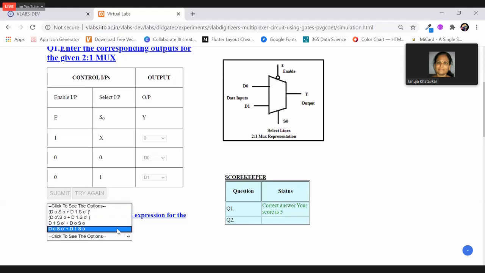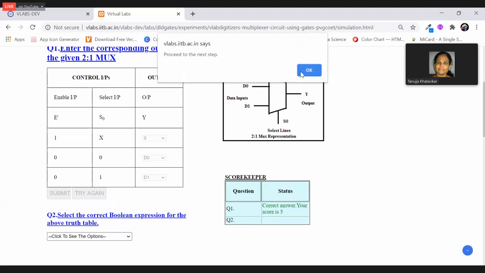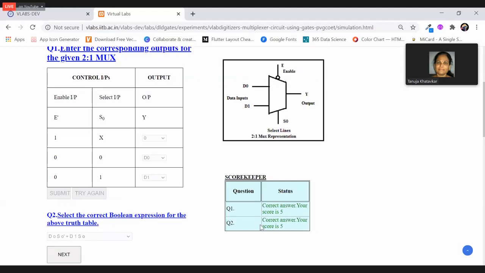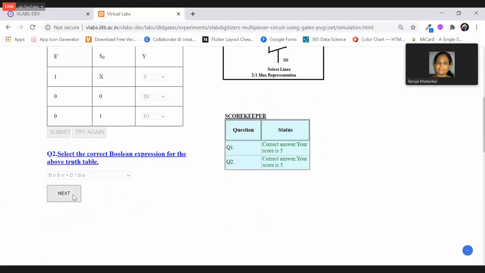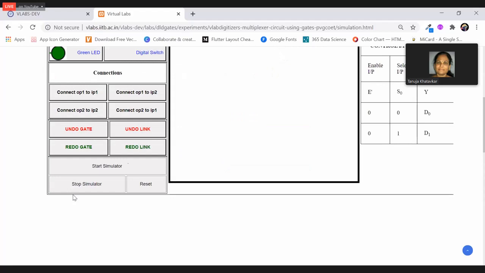Click the correct Boolean expression. I'm trying to check whether he's in a position to also identify the Boolean expression that is there. Yes. I'll ask her to give correct answers in this case because we have less time. Yes, we can go ahead. Proceed to the next step. Yes, that answer is also right. So he has scored 5 and 5. You can go to the next level now.